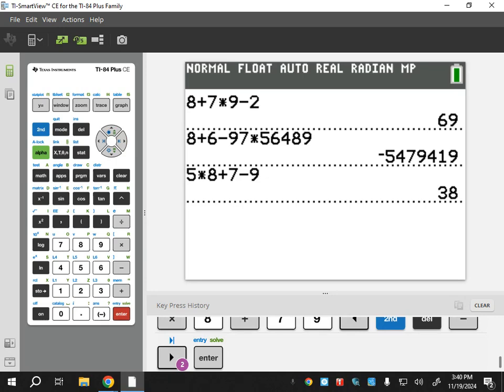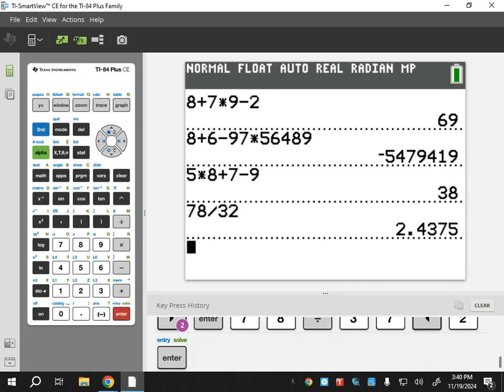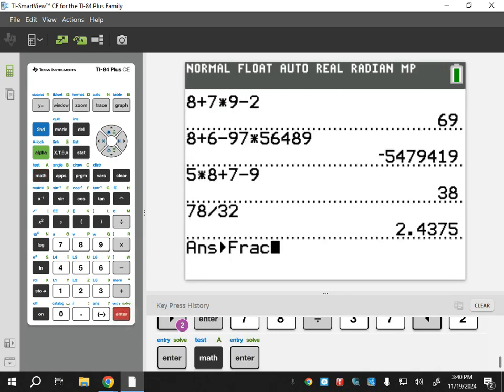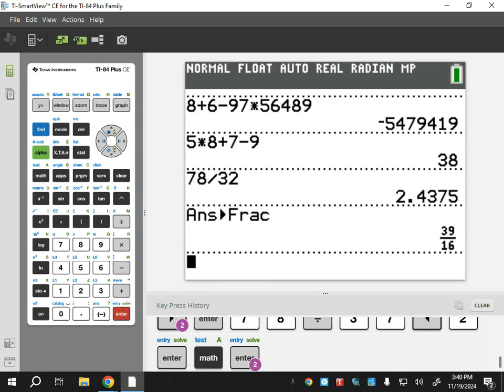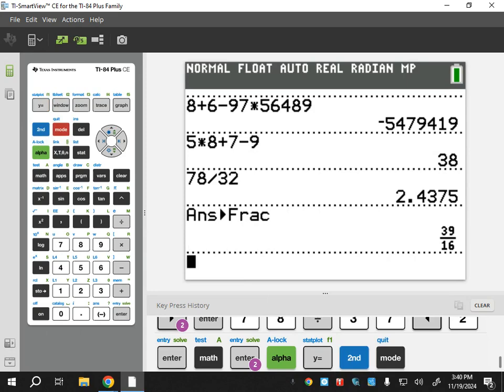If I'm working with fractions, I'm doing an operation like 78 divided by 32, let's say. I get the decimal, but I actually wanted the fraction reduced to lowest terms. I can take this decimal and go to math and then push 1 for the fraction and push enter, and it will give me a fraction in lowest terms, okay? I could also get fractions and do operations with fractions by, I'll show that to you again. I'm going to quit out of there. If you get in something and you want to get out of there, you push second mode to quit out.